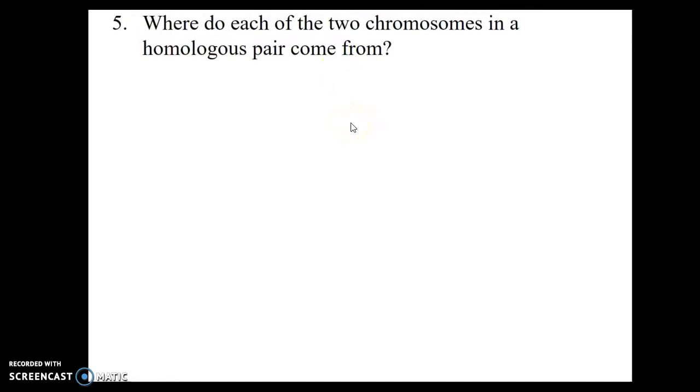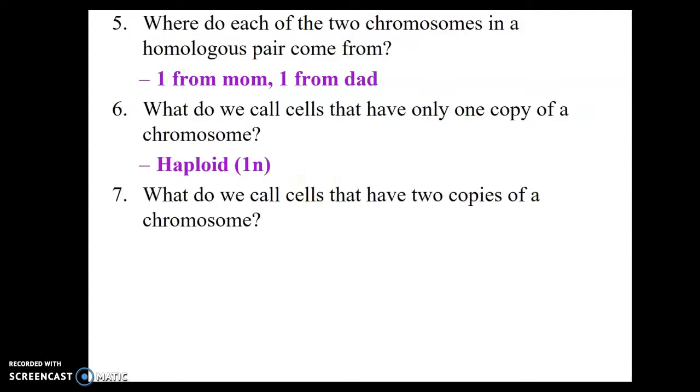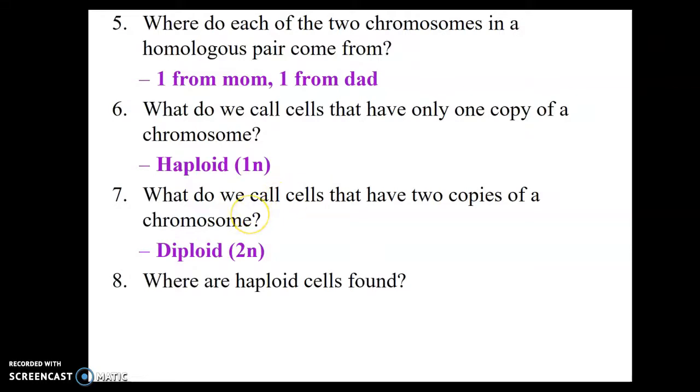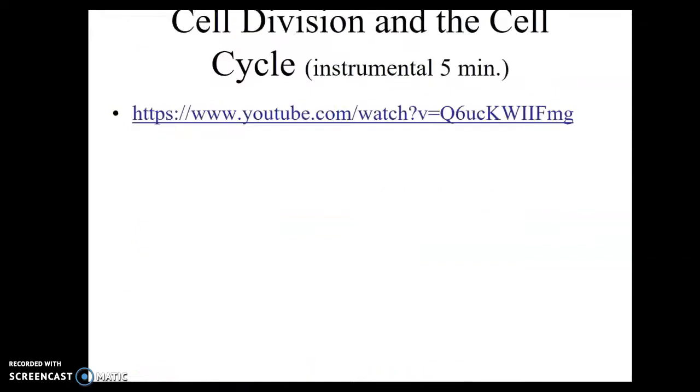So where do each of the 2 chromosomes in a homologous pair come from? One from mom, one from dad. What do we call cells that only have 1 copy of a chromosome? Haploid. What about 2 copies? Diploid. Where are haploid cells found? In the gametes, sex cells. Where are diploids found? Everywhere else, right?